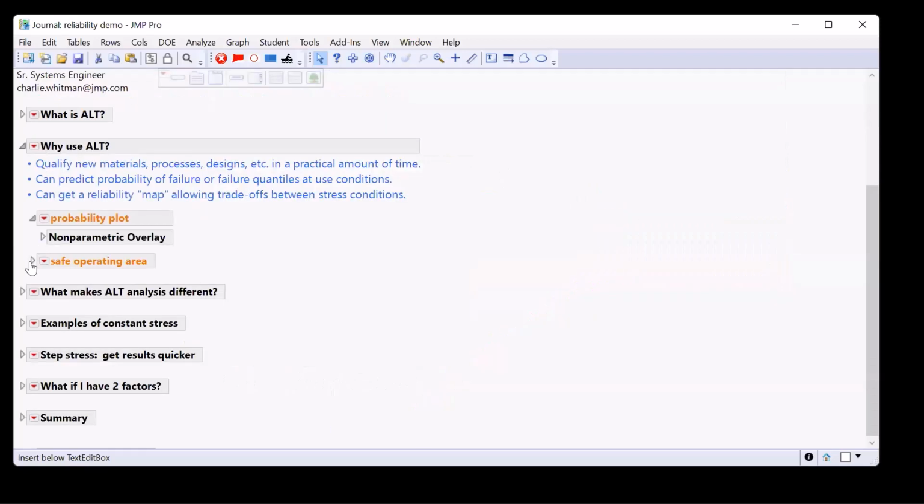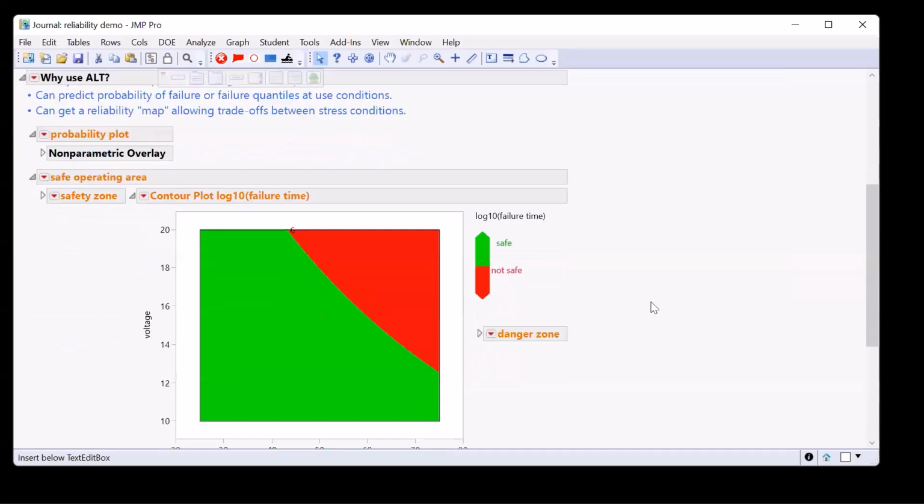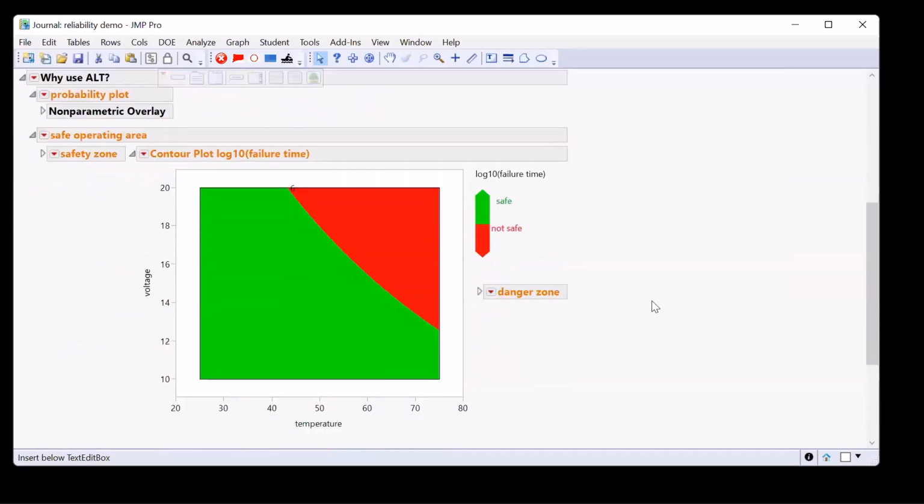Okay. Another cool thing here, as I mentioned, is getting what I call a safe operating area. This is kind of a contour map, I guess. Here I have a plot. This is the log base 10 of the failure time, and I have the two stresses I care about. I vary voltage and temperature. And what you can see here is there's a large green region where we say the reliability is high. This is a safe place to operate.